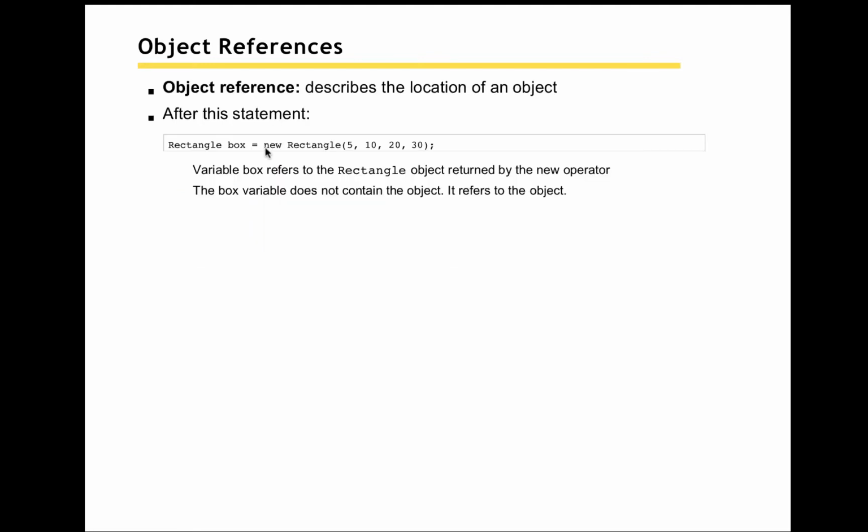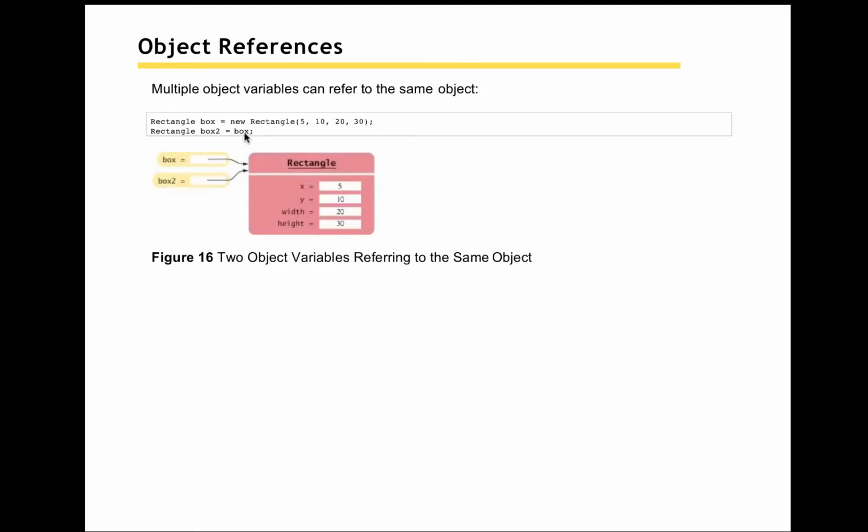In the Java language, if we declare a new rectangle box, the box refers to the address of the rectangle object. If we assign the box variable to box 2, then we will have two variables pointing to the same object.